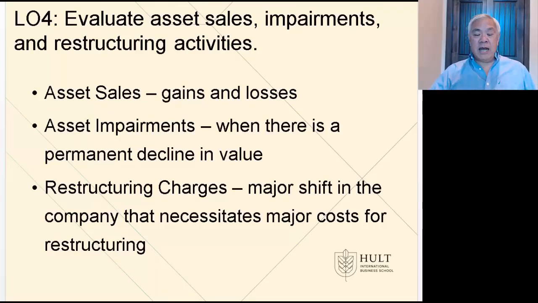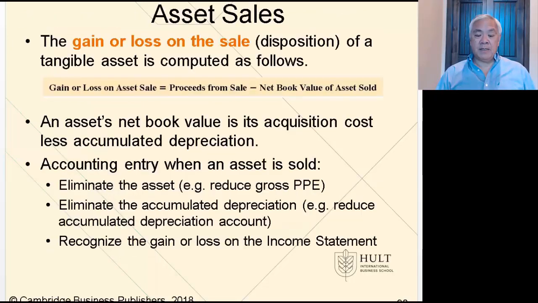Learning objective 4, we're going to look at how things change as the assets live their lives with the company. We'll look at asset sales in terms of gains and losses, asset impairments in terms of what happens when the value drops in a particular asset. And third is what happens if you have to do a major shift in strategy. Things aren't going well or things could be better and you want to realign your company accordingly.